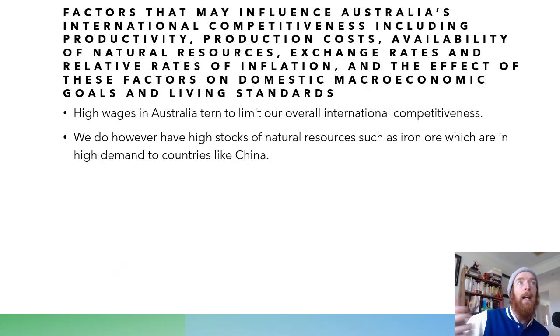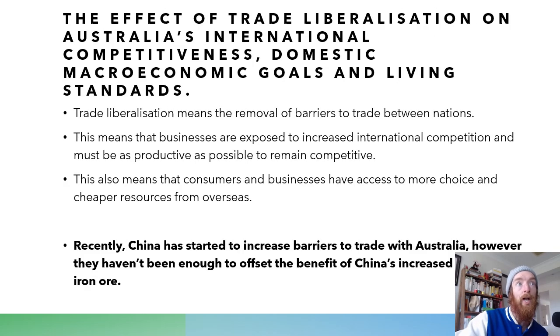So, things that impact our international competitiveness: the main reason why Australia struggles to be internationally competitive is that we have incredibly high wage rates compared to most of the world. We do, however, have high stocks of natural resources such as iron ore, which are in high demand for countries like China, which have been benefiting us in our trade for a long period of time now.